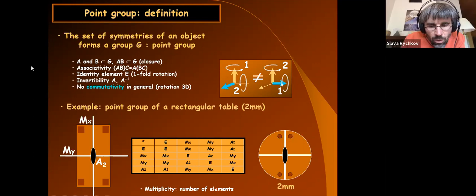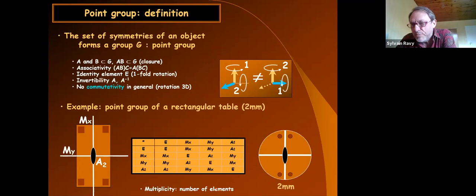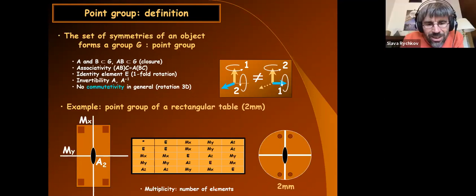And what do those symbols 2mm stand for? I will explain that special notation. Okay, thanks.